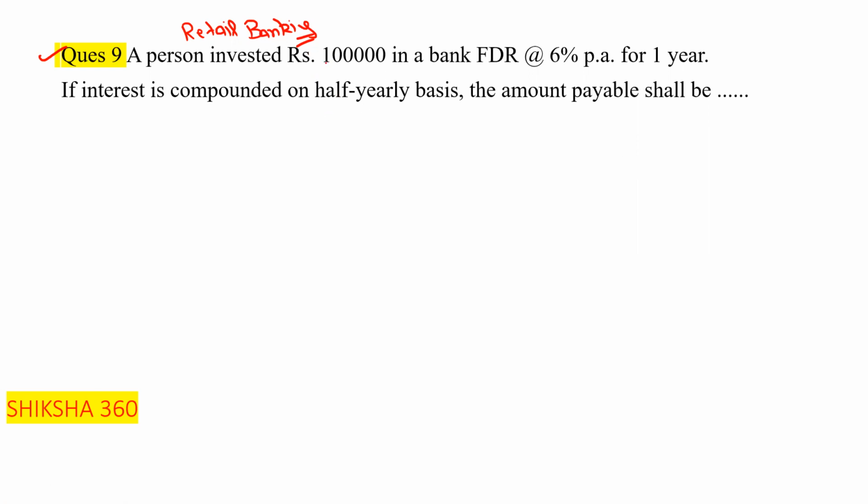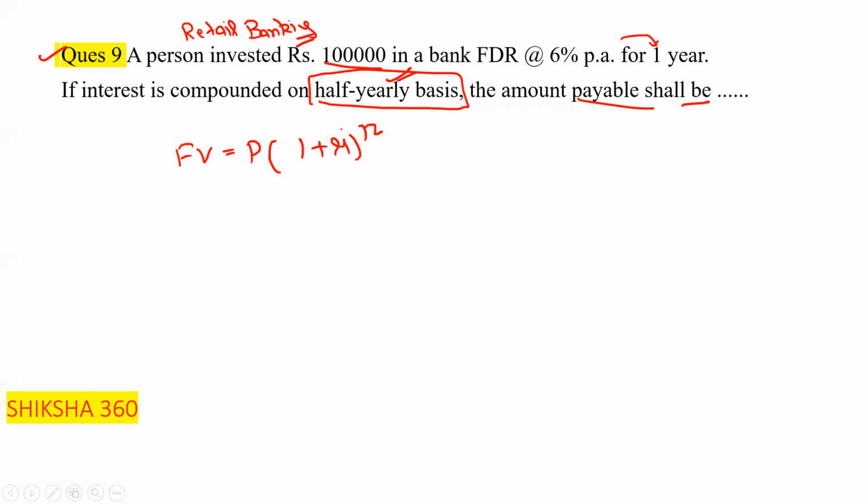A person invested rupees 1 lakh in a bank FDR at the rate of 6% per annum for 1 year. If the interest is compounded on half yearly basis, the amount payable shall be? So what is the amount payable? We have to find the future value, that is present value into 1 plus r power n. Directly you have to implement the straightforward formula.